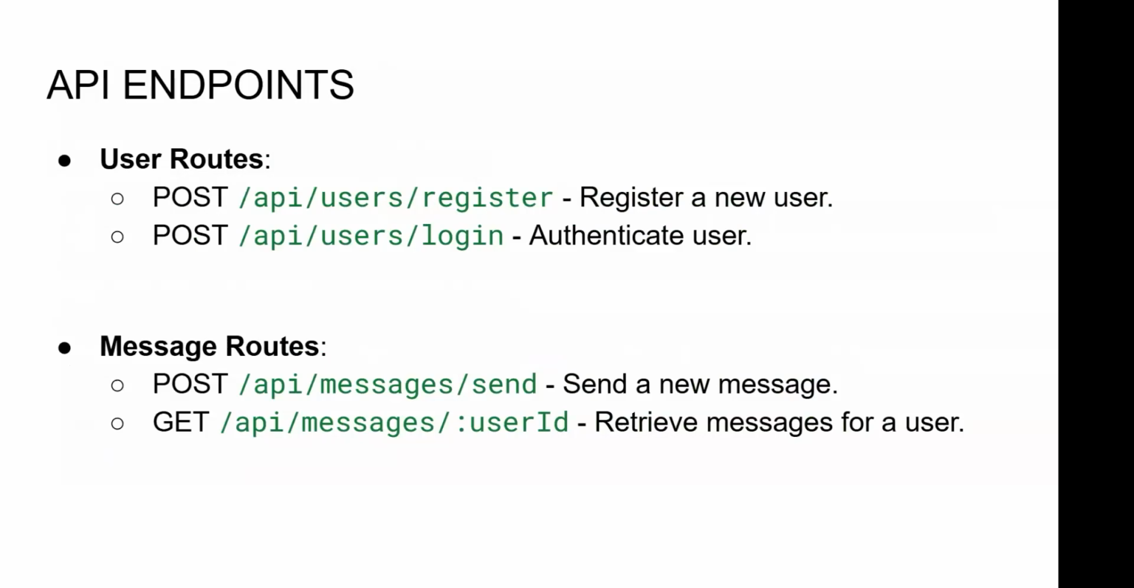API endpoints. For new registration, we have /api/user/register, and then login to authenticate existing users. For messages, I'll use POST /api/message/send to send a new message, and to retrieve messages for a user, /api/messages/:userId.